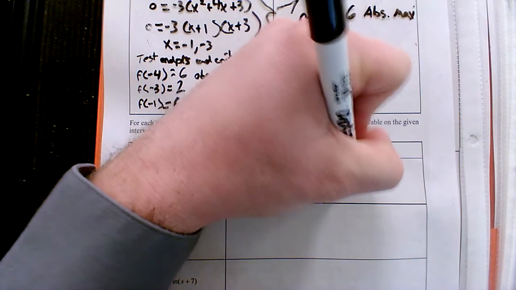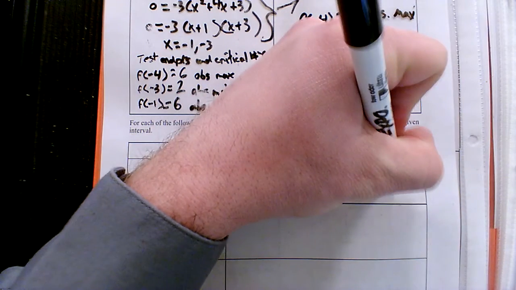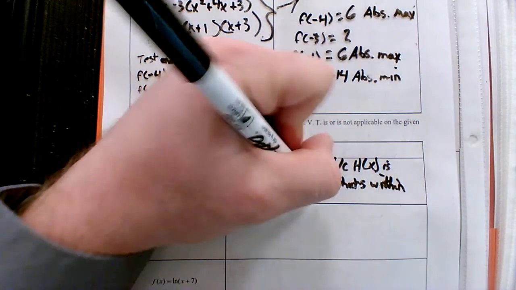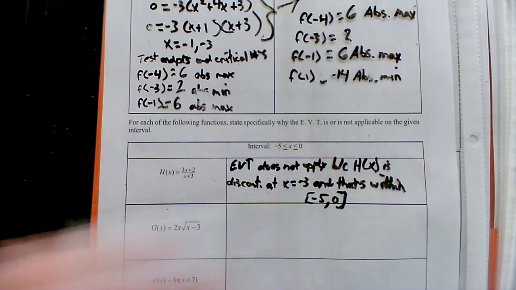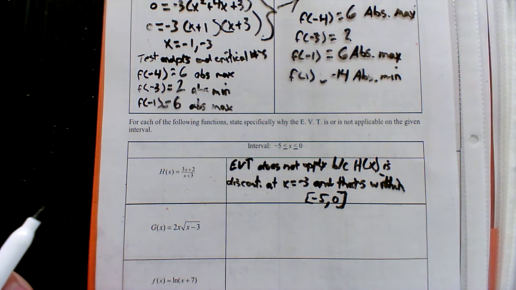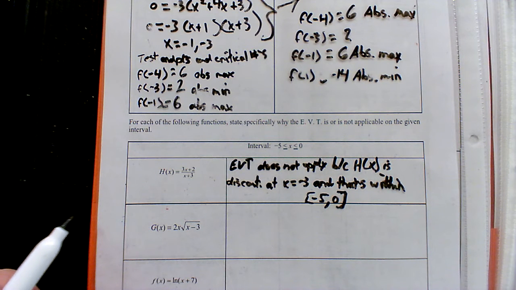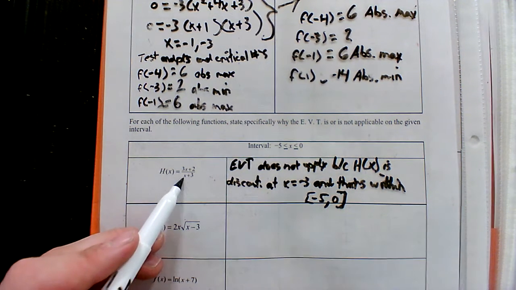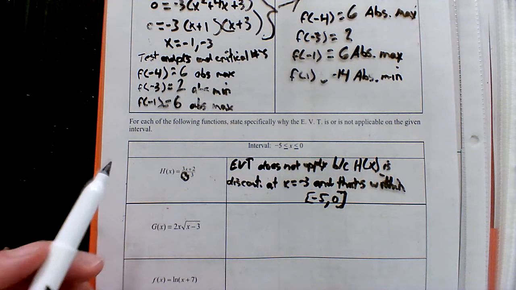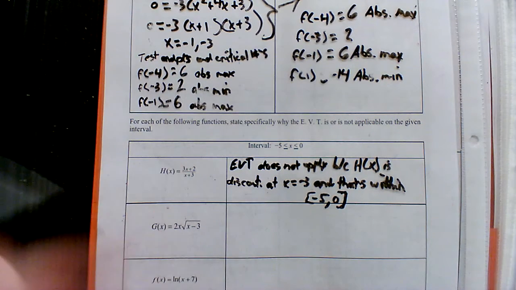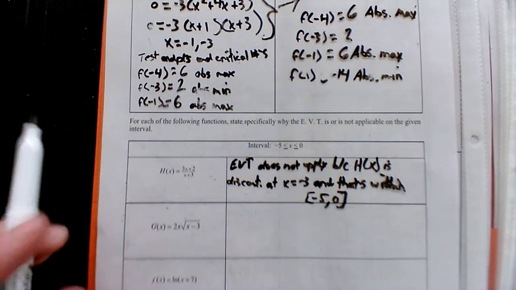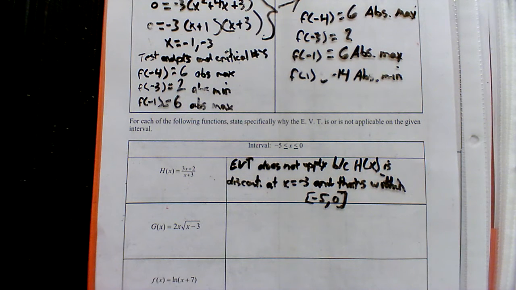And that's within the -5 to 0 interval. So I just wrote within -5 to 0. It's within that interval. So if we plugged in -3 here, we would get 0 on the bottom, which would cause undefined, which means it's not continuous at that point. So we cannot use EVT. Very good. All right, with the next one, does the EVT apply?